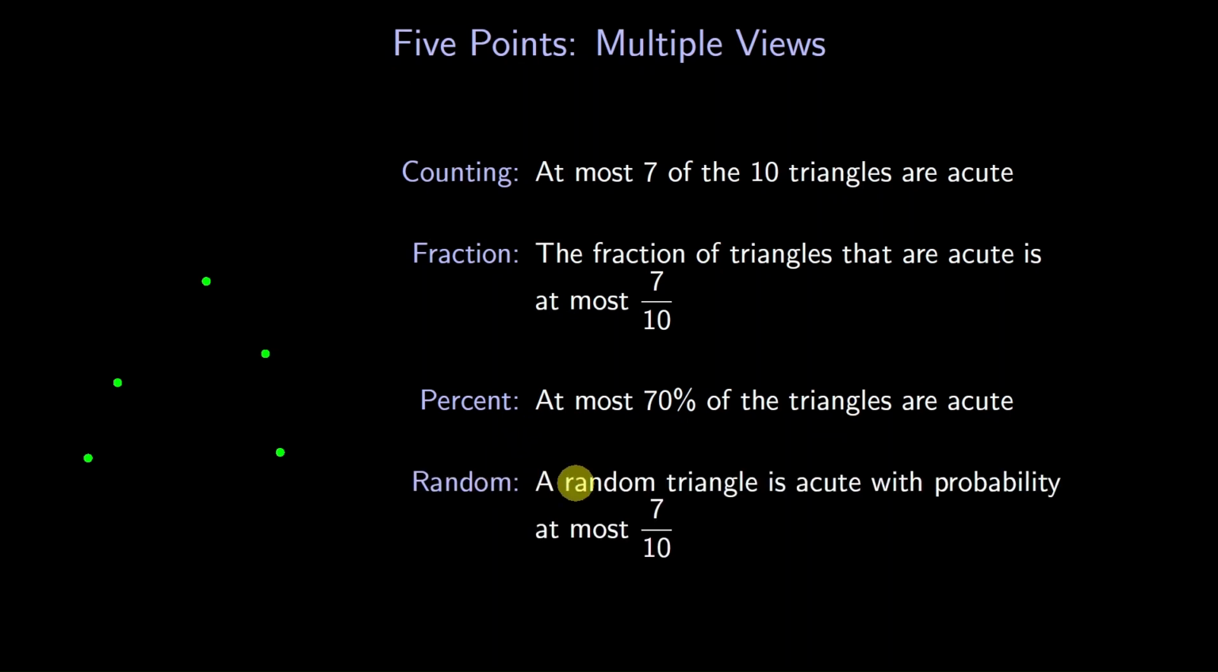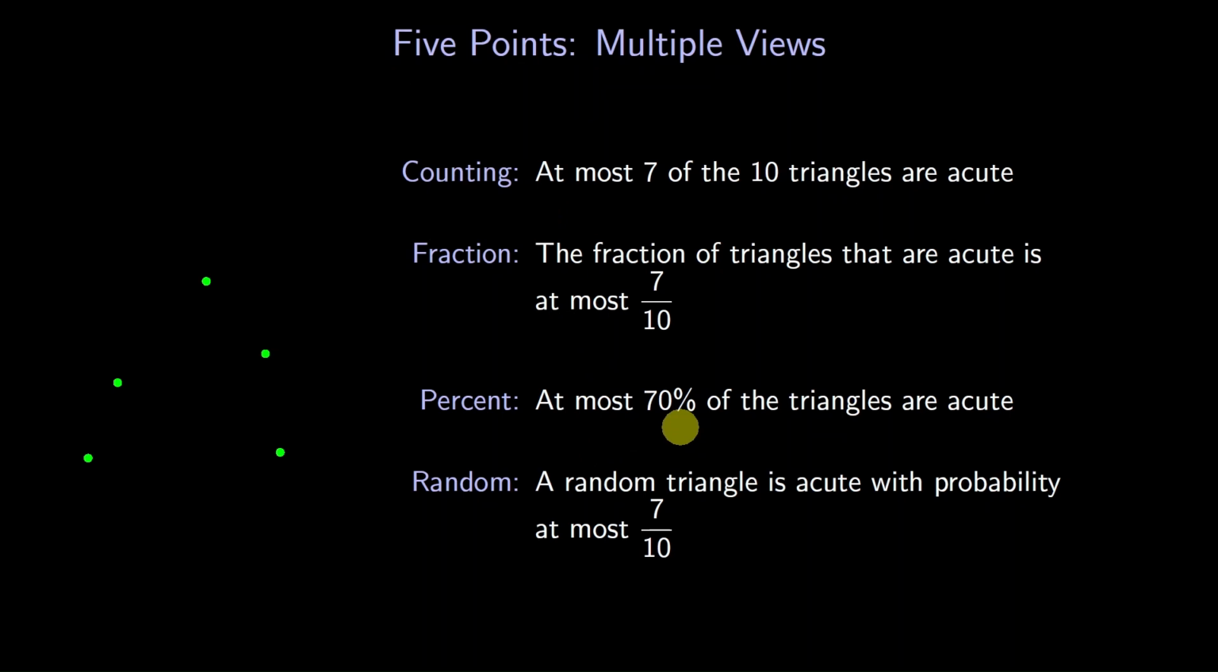It's at most 7/10. By switching between the multiple views, we get a free improvement of the bound from 75% to 70%. Remember that 70% was the bound in the original problem. So we're on the right track. We've analyzed the problem for 3 points, 4 points, and 5 points. What's next?